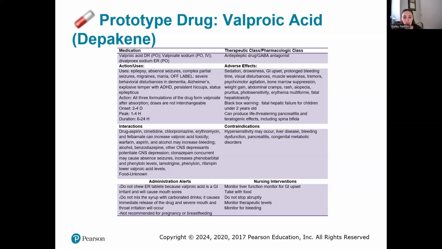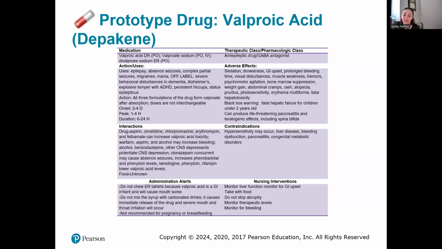We've talked about what you need to avoid. Do not chew, break, half, or crush the ER tablets. So the delayed release and the extended release, don't break them, don't crush them, don't half them up. Okay, don't do it. It is an acid. It will cause GI irritation and mouth sores. So don't crush them. Don't mix the syrup with carbonated beverages because it will cause throat irritation. Not recommended in pregnancy, once again.